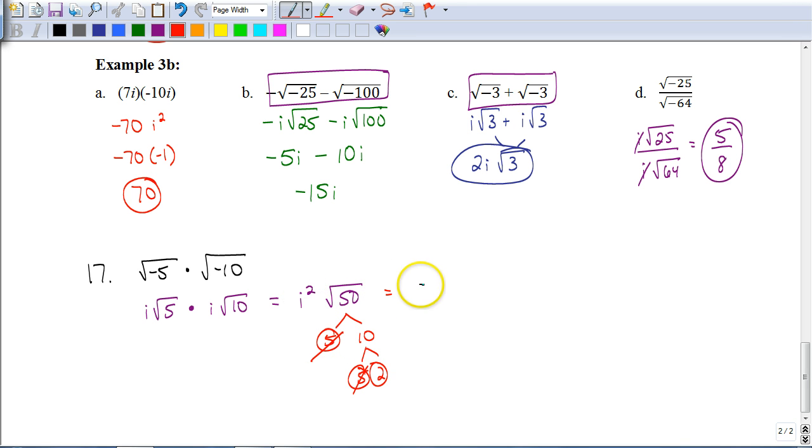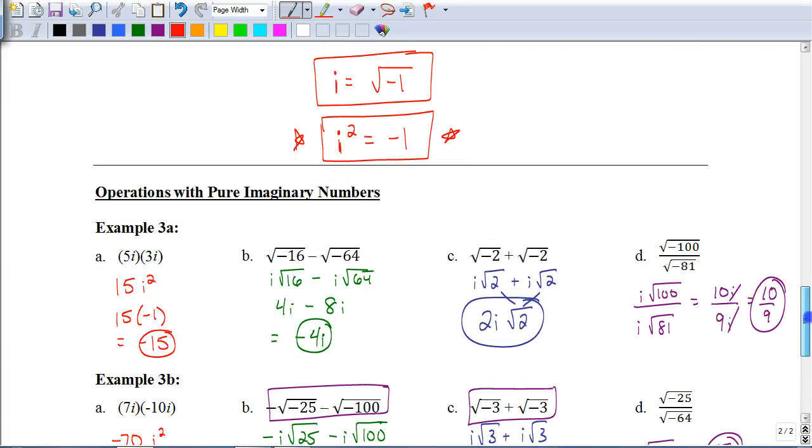And i squared, remember, is -1, so this would be -1 times 5 times the square root of 2, because that's what square root of 50 simplifies to be, 5 square root of 2. But don't forget, we have the i squared, which is -1, so my answer would be -5 times the square root of 2.